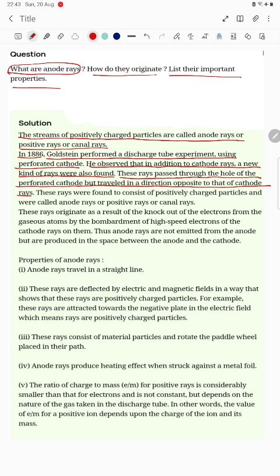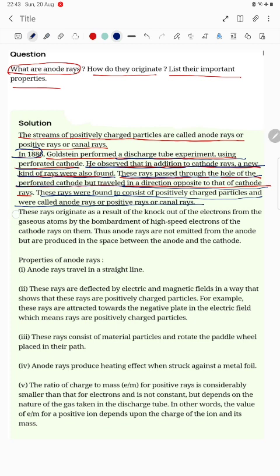So what was Goldstein doing in 1886? He performed a discharge tube experiment using the perforated cathode, and he observed that in addition to cathode rays, a new kind of rays was also found. These rays pass through the hole of the perforated cathode but travel in the direction opposite to the cathode rays. These rays were found to consist of positively charged particles and were called the anode rays, also positive rays or the canal rays. Why are they called canal rays? Because they are passing through the hole.